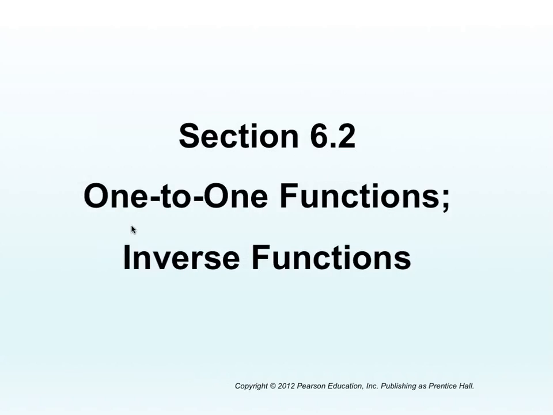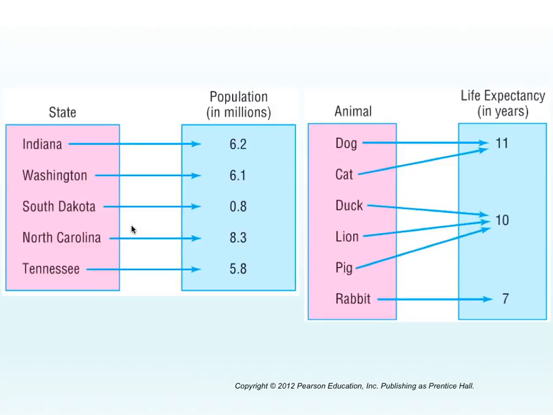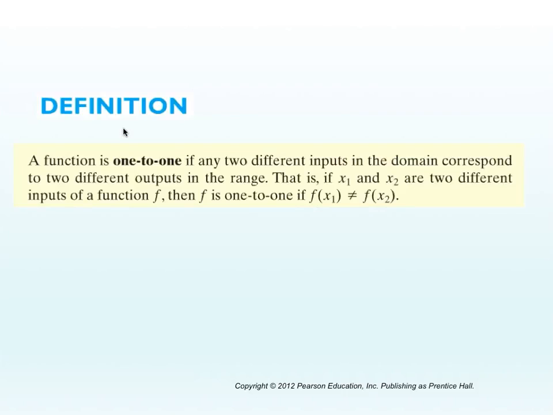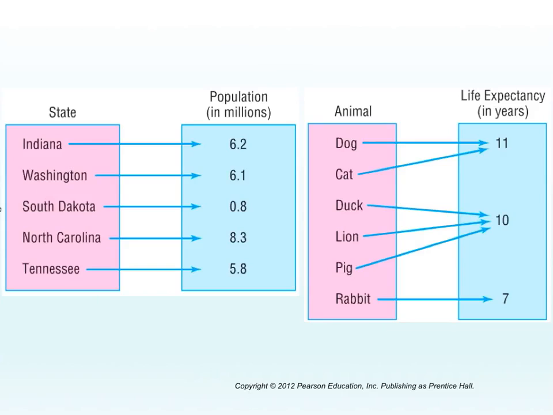Okay, let's move on to section 6.2, which is about one-to-one and inverse functions. So we're going to start with a one-to-one function here, which shows that for every x we have one y and so on. And if you look over here, we have different x's that are all going to the same y. So we have different types of relationships here.